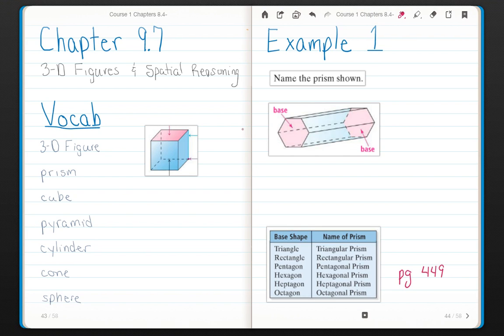Chapter 9.7, 3D Figures and Spatial Reasoning. So we're going to be moving into three-dimensional figures for the rest of this chapter. So please make sure that you take a look at all of the vocabulary that we have today.